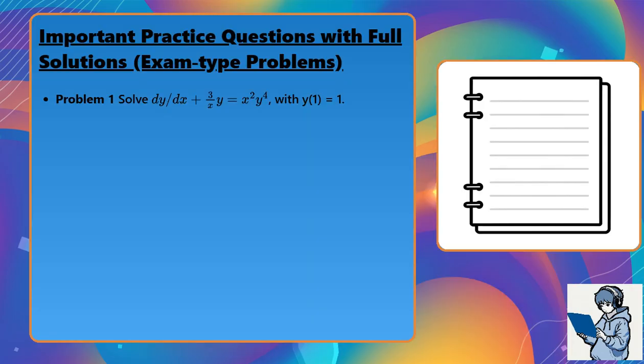Problem 1. Solve dy by dx plus 3 over x times y equals x squared y to the 4th, with y of 1 equals 1. A solution sketch.